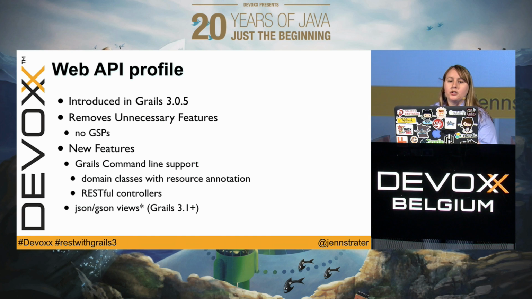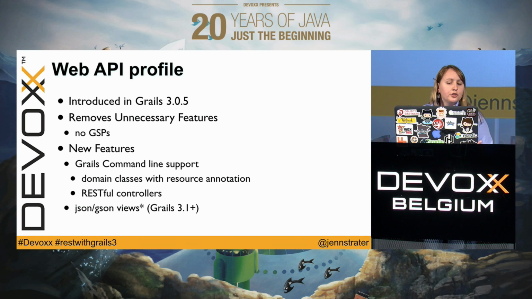When it comes to APIs, there's a great new feature that's been added since Grails 3.0.5, and that's the Web API profile. It's still in progress, but there are a lot of really neat things that are making it even easier to create services. These profiles are templates to get you started, and they remove a lot of the unnecessary features that I wasn't using to create APIs before. Things like it takes out the GSPs, some UI plugins, the asset pipeline, things that you aren't going to use.